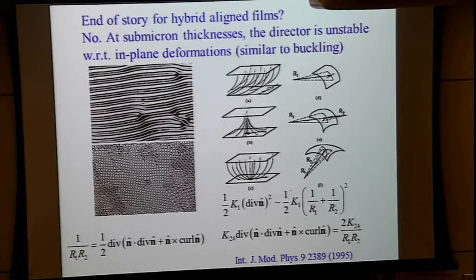So if R1 and R2 are of opposite signs, remember the soap films on the frames? When R1 and R2 are of opposite signs, that saves you the energy. And you can see it here, that this splay term actually will be decreased if you add additional distortions in the plane of the film.